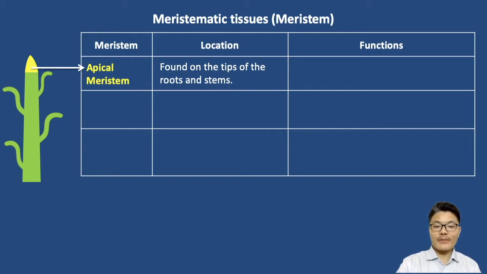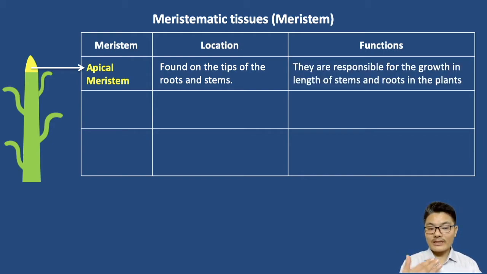The function of the apical meristem is mainly for increasing the length of the plant by increasing the length of stem and roots. Because of the presence of apical meristem, tips of the trees, tips of the plant are increasing in length, and there is increase in length of the plant. So height of the plant is mainly increased due to division of apical meristem.